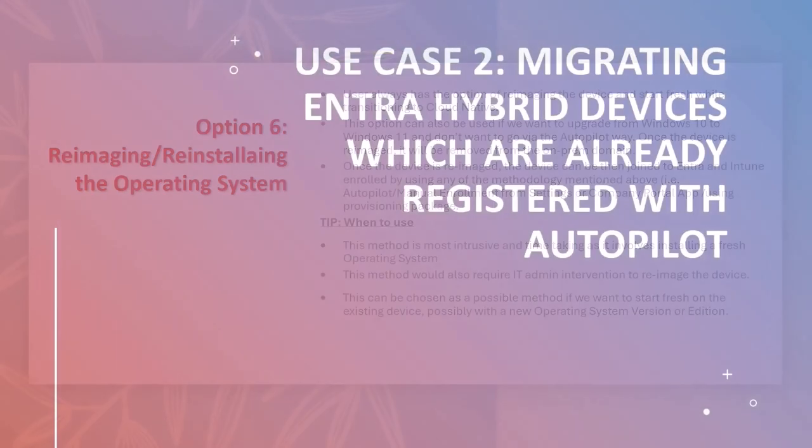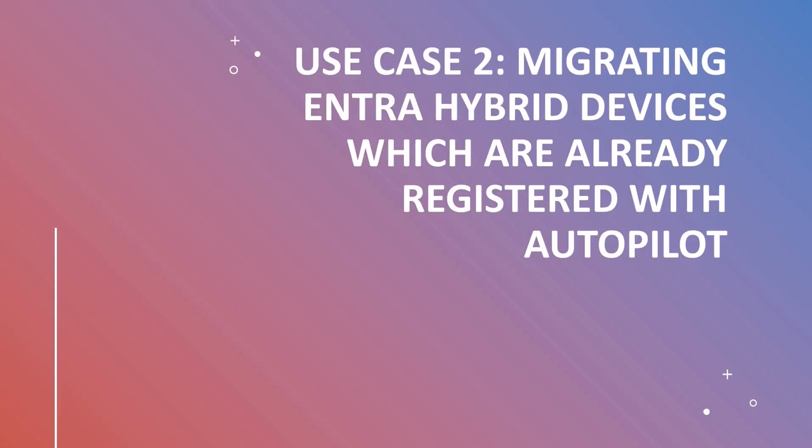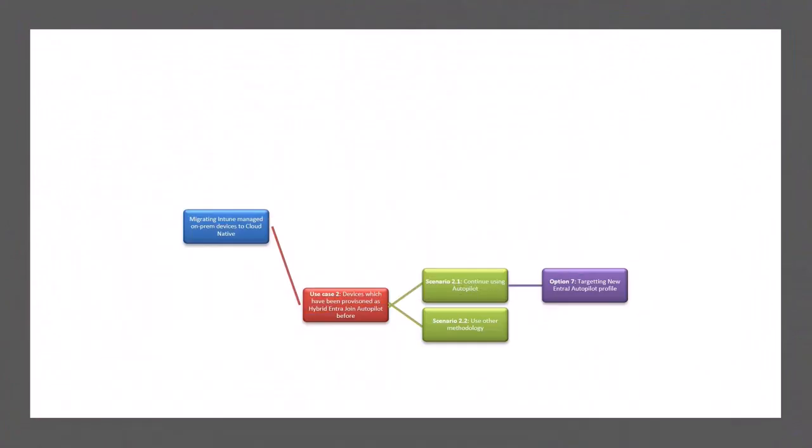Okay, so our next use case is transitioning devices from hybrid Azure AD joined to cloud native, which were already autopiloted. So let's take a look at the diagram here again. So we are here wherein let's say that I have a device which is hybrid Azure AD joined and managed via Intune. But in this case, the hybrid Azure AD join of the device did not happen by using the Azure AD Connect tool. This time, the hybrid Azure AD join happened using an autopilot profile.